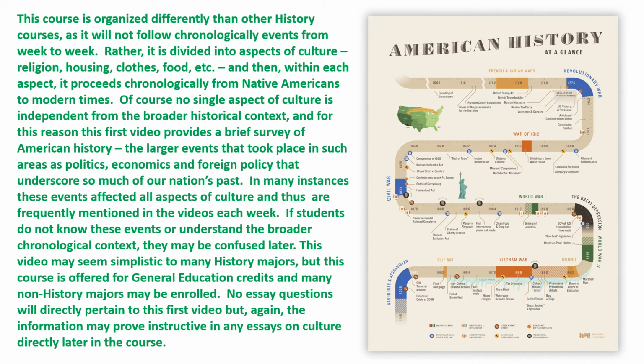This course is organized differently than other history courses, as it will not follow chronologically events from week to week. Rather, it's divided into these aspects of culture: religion, housing, clothing, food, and so forth. And then, within each aspect, it proceeds chronologically from Native Americans to modern times. Of course, no single aspect of culture is independent from the broader historical context, and for this reason, this first video provides a brief survey of American history.